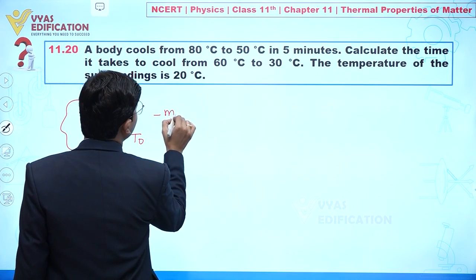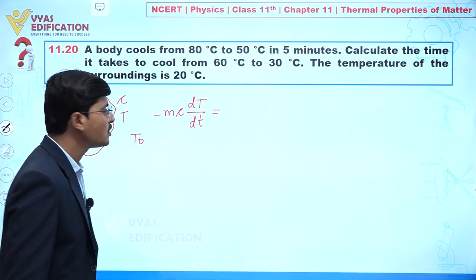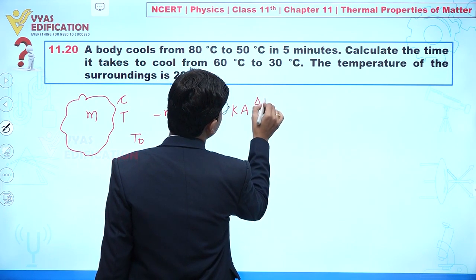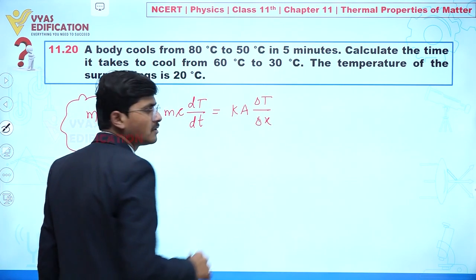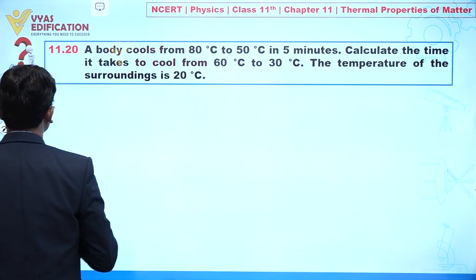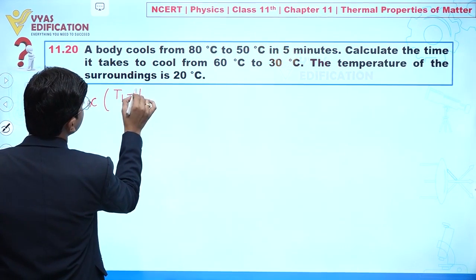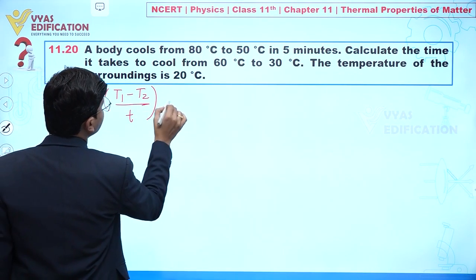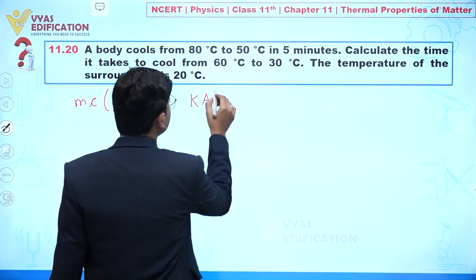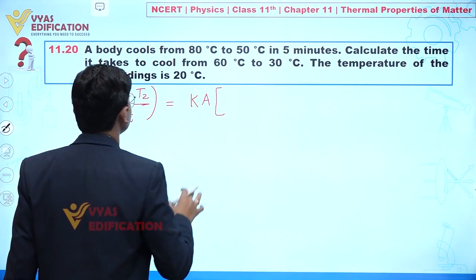At that time we can write minus mc dT by dt. Clear? And this is what? Rate of heat loss. Clear? This should be equal to Ka delta T by delta X. Clear? Yes or no? So if you solve this expression, you will find this one mc, this is what? T1 minus T2 divided by time t. This should be equal to Ka, and here we write Ka delta T by, this is equal to what?